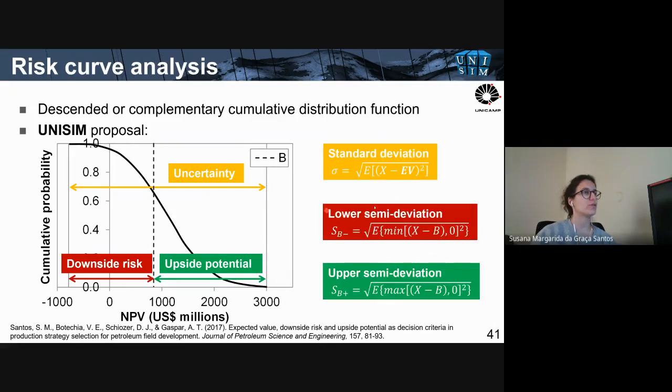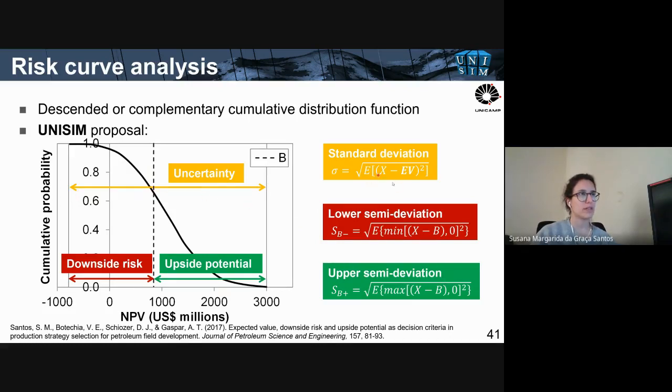And we have used these new indicators, again, new in reservoir engineering, but not so new in other areas of economics, where the standard deviation for us does not measure risk, it only measures uncertainty, how my risk curve is spread. We use lower semi-deviation, which is only the deviation below our benchmark, and the upper semi-deviation, the deviation above the benchmark.